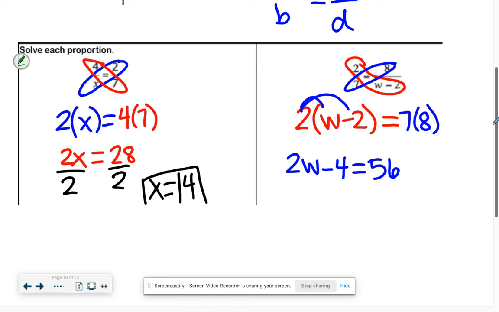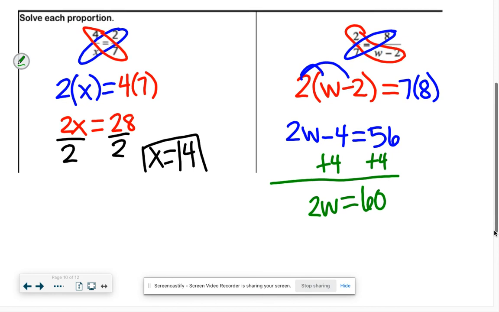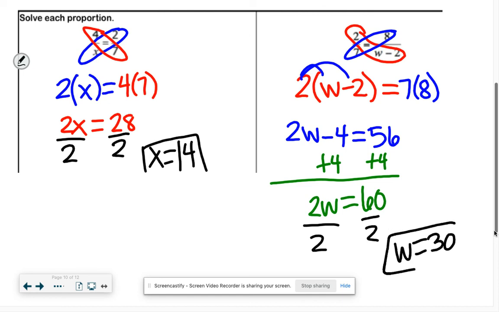What do we do now? It's just basic algebra. It is basic algebra, but we love algebra. What's 56 plus 4? 60. Then you divide it by 2. And what's our final answer, kids? 30. We are finally done, kids.